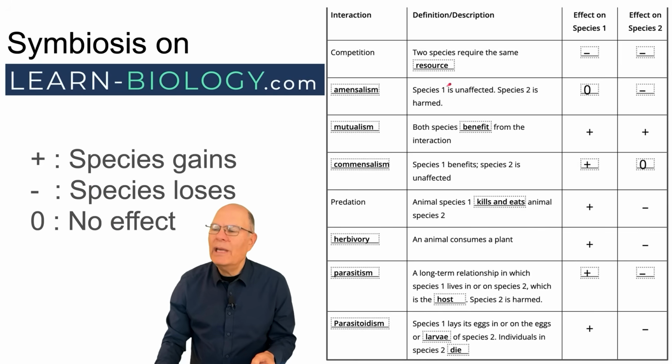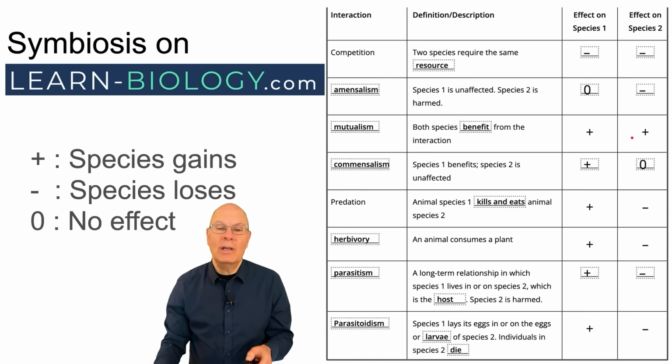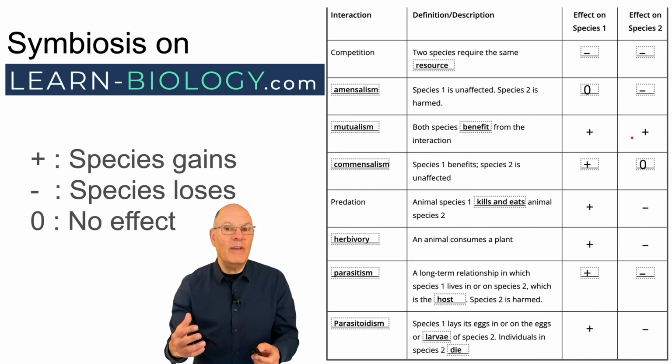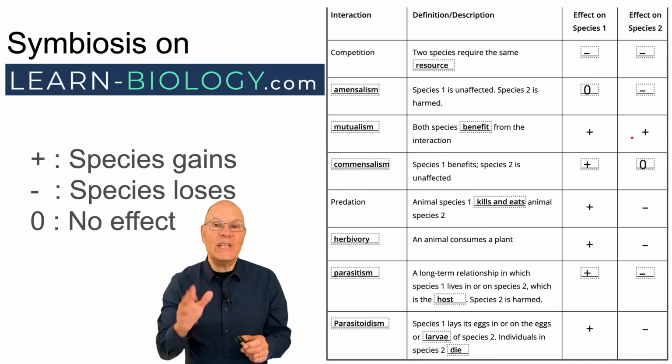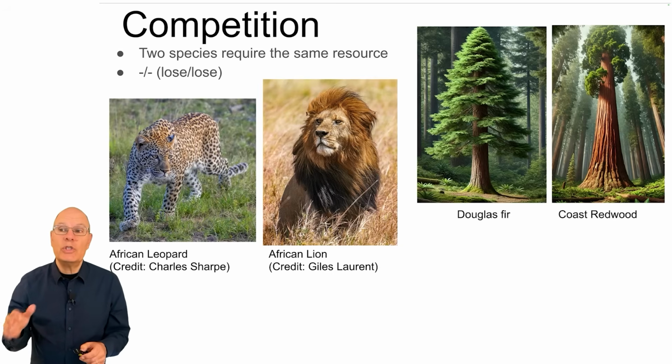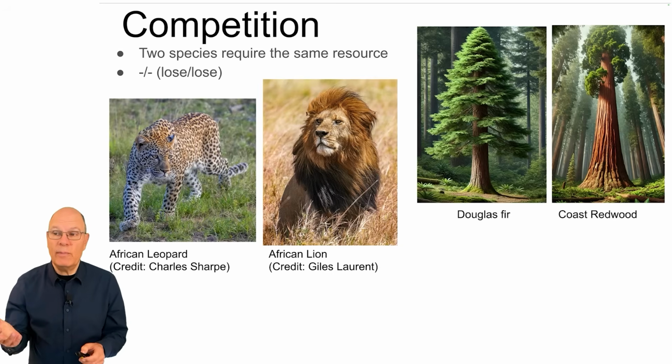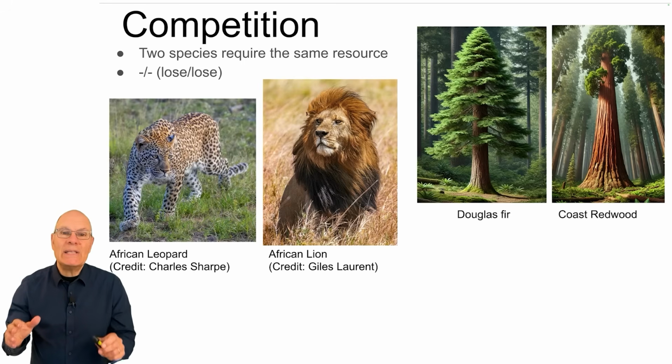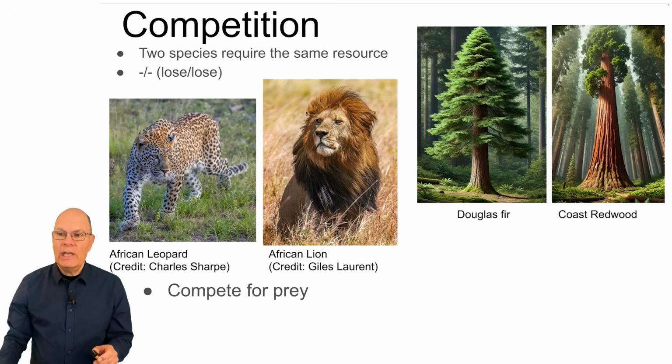So for example, in competition, it's a minus-minus interaction. In mutualism, it's a plus-plus interaction. With that in mind, we'll now go through the various types of symbioses that you need to know. Competition is a kind of symbiosis where two species require the same resource and they're competing for that resource. It's a minus-minus interaction.